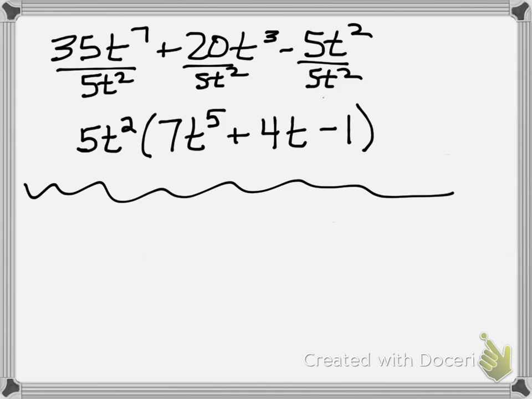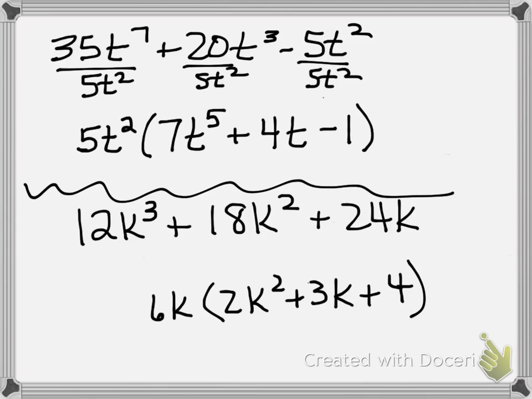You might pause me and do number 2, and then come back to see what number 2's answer is. So go ahead and pause. Well, how'd you do? Hopefully you did well. 6 was the largest number I could come up with that goes into 12, 18, and 24. They do all have a k, but only the first power, since that last one only has 1, so that's why it's 6k.